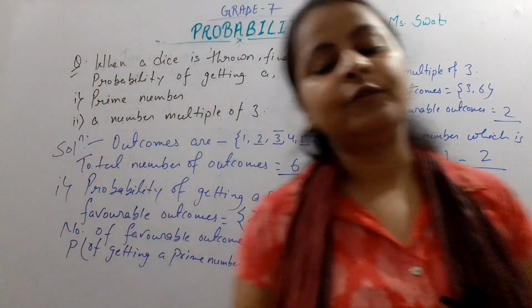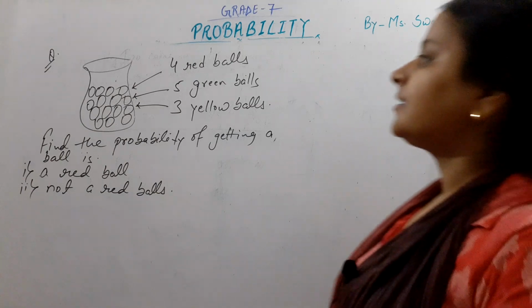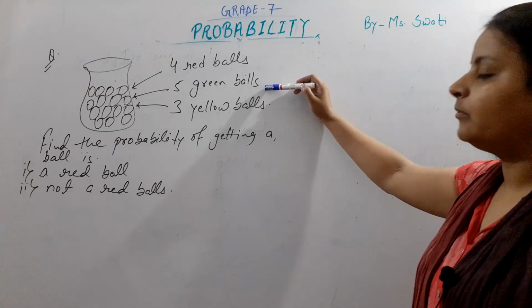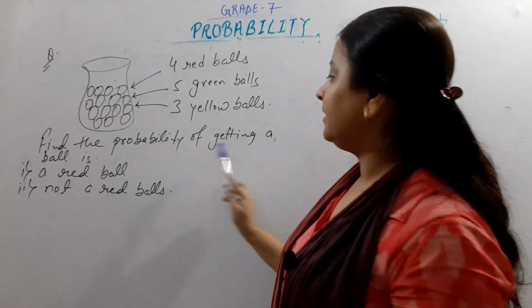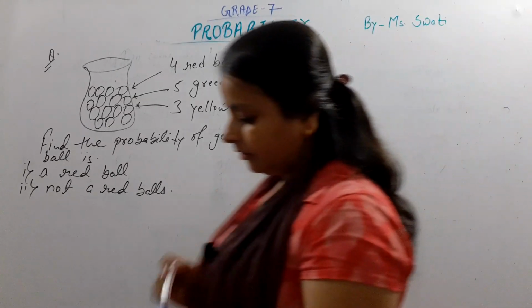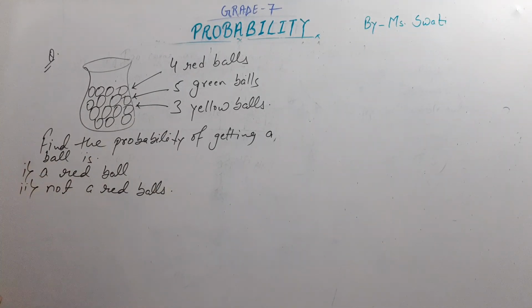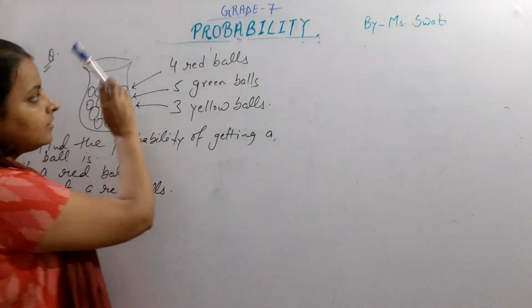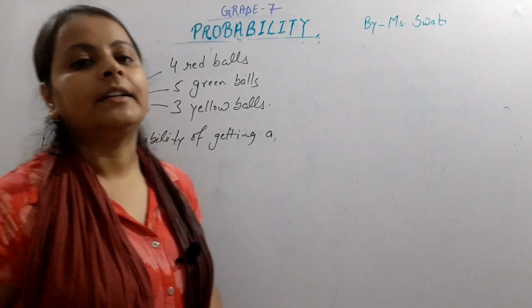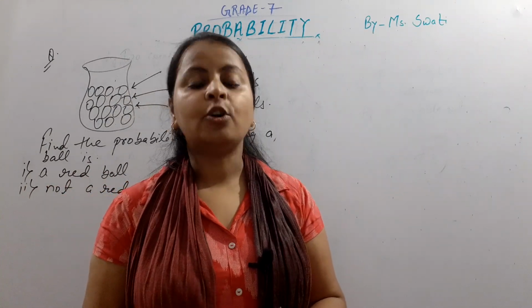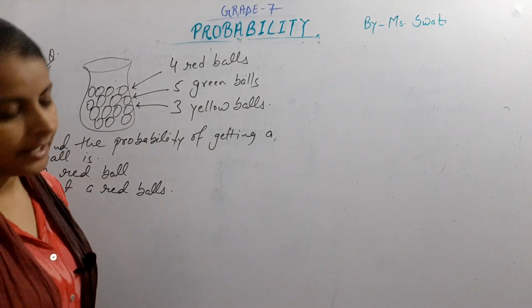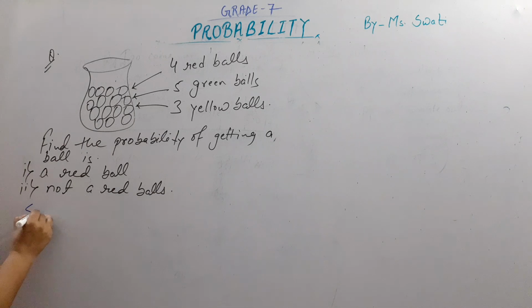Okay. So we move to our last question. The last question is, a bag contains 4 red balls, 5 green balls, 3 yellow balls. Find the probability of getting a ball that is a red ball, not a red ball. Student, what is given here? It is given here that this bag contains 4 red balls, 5 green balls, 3 yellow balls. What we have to find out? We have to find out the probability of getting a red ball and the probability of getting not a red ball.